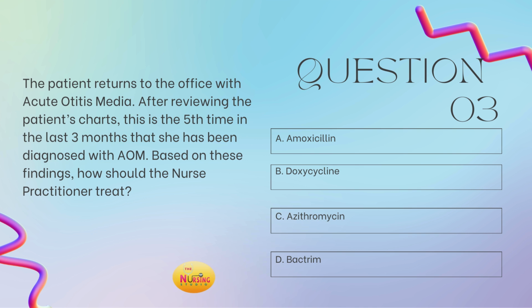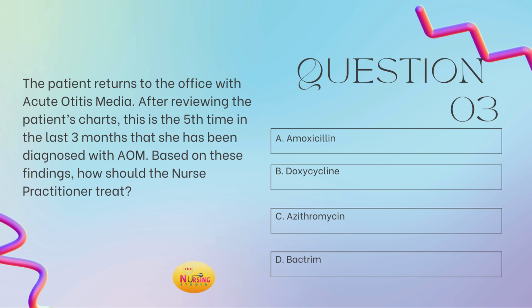But here they have told you that the patient returned with acute otitis media. So we have a diagnosis, right? This is our starting point. And this is when you go down the whole pathway of acute otitis media. Now, the nurse practitioner is reviewing the patient's chart and notices that this is the fifth time in the last 3 months that this patient has been diagnosed with acute otitis media.